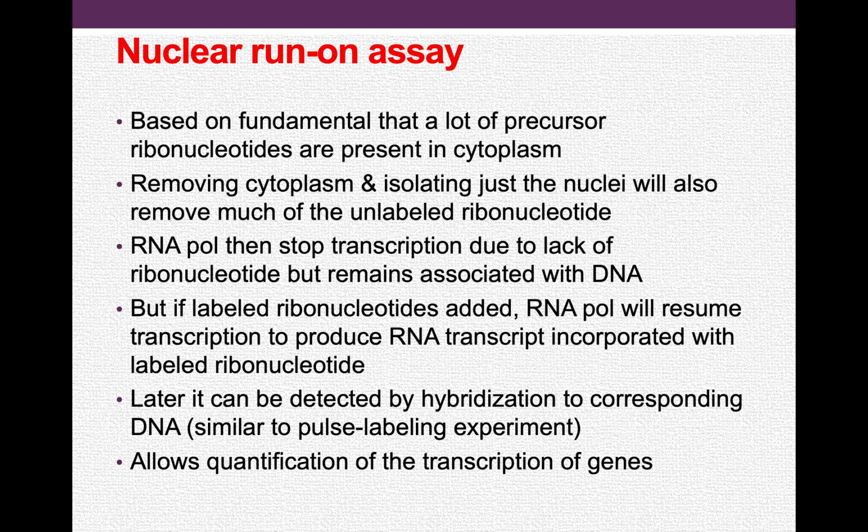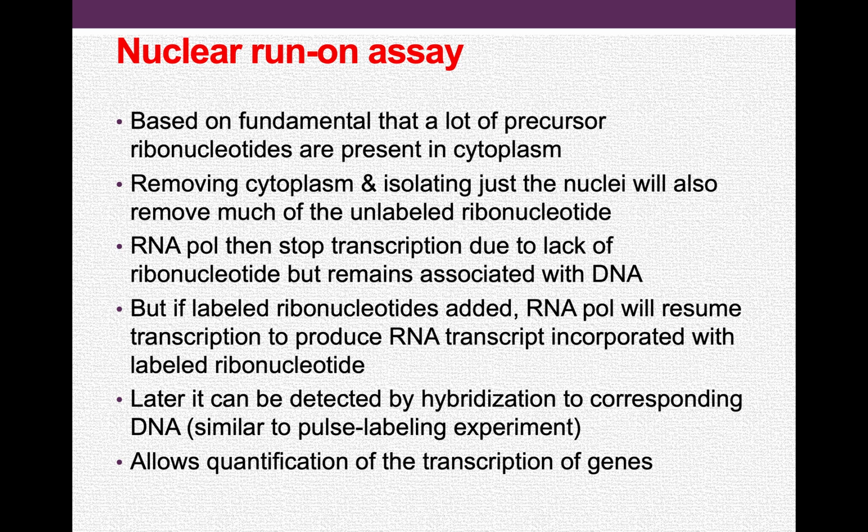So this kind of assay is based, of course, on the fundamental that a lot of precursor ribonucleotides are present in the cytoplasm, which is mostly true. And by removing the cytoplasm and isolating just the nuclei, we'll also remove much of the unlabeled ribonucleotide, so that we remove a lot of the unnecessary particles as well. So RNA polymerase would then stop transcription due to lack of ribonucleotide, but remains associated with DNA because there is no repressor and whatnot. But if the labeled ribonucleotide is added, RNA polymerase will resume transcription to produce an RNA transcript incorporated with labeled nucleotide.